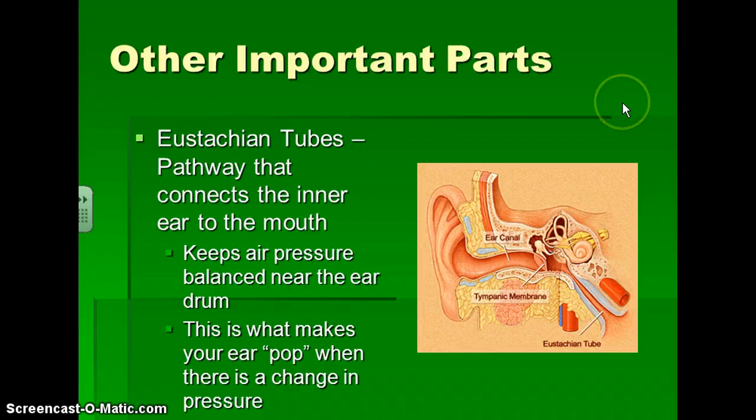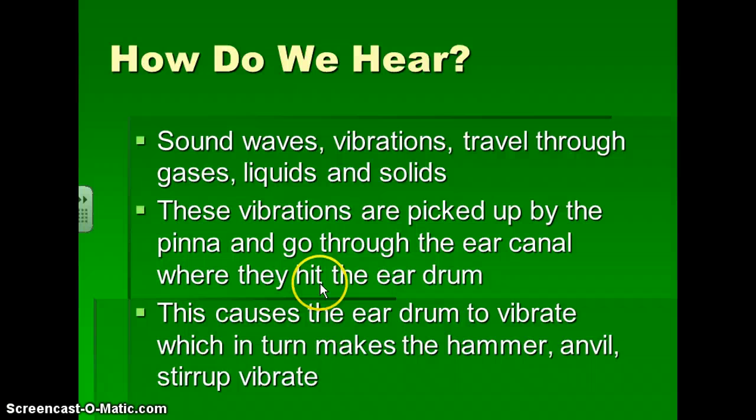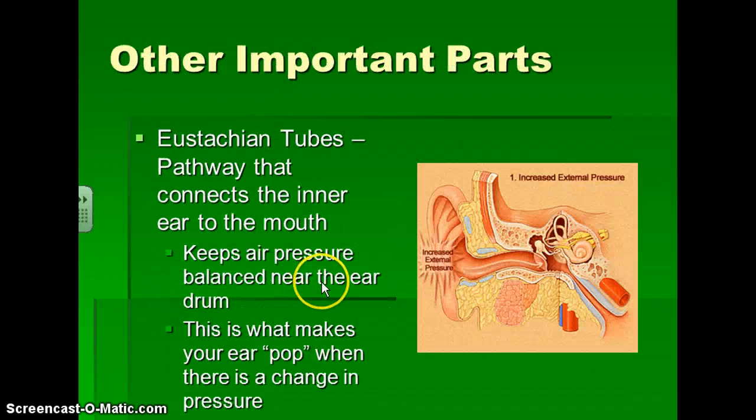Another really important part is the eustachian tubes. This is a pathway that connects the inner ear to the mouth. This helps to keep air pressure balanced near the eardrum so we don't pop our eardrums. So this is, again, kind of what makes your ear pop when there's a change in pressure. If you've ever driven in the mountains or you've been in an airplane, you've felt your ear pop before, and this is what's happening.